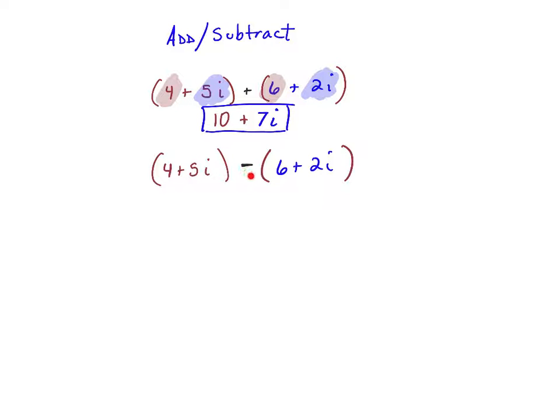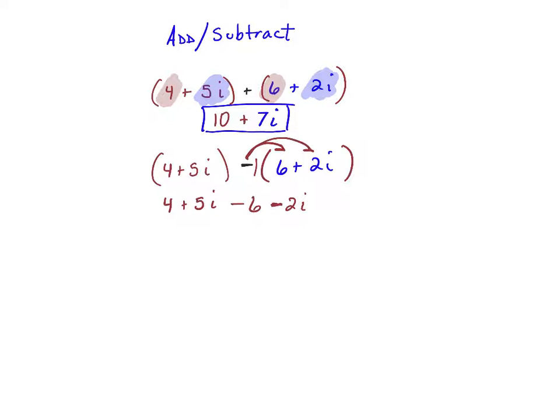Okay, here's a subtraction problem. To subtract these, we do have to do some distributing here. 4 plus 5i doesn't really need parentheses around it, but I want the opposite of all these. So I distribute, think of this as a -1 I'm distributing. So -1 times 6, -6, and -1 times 2, -2, and then my i.